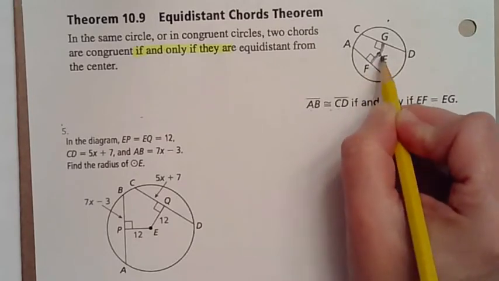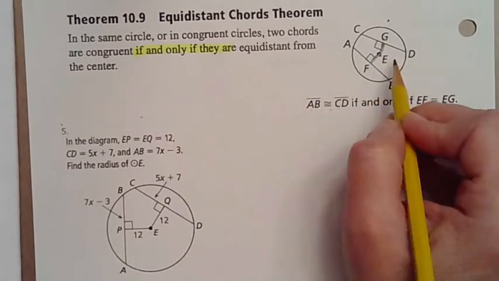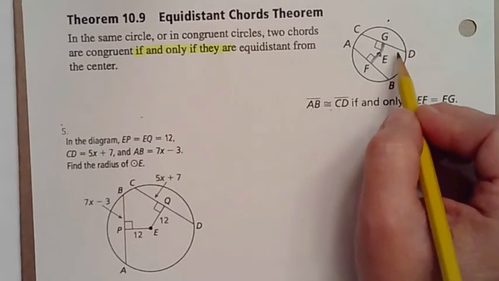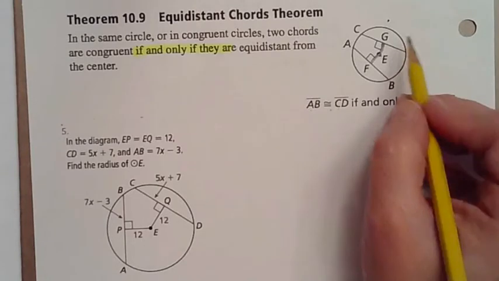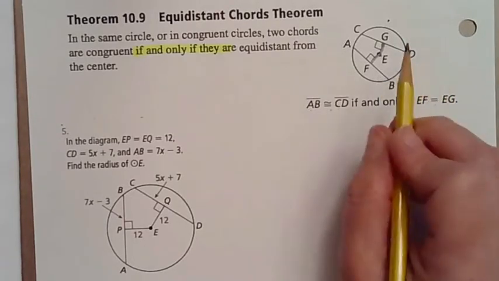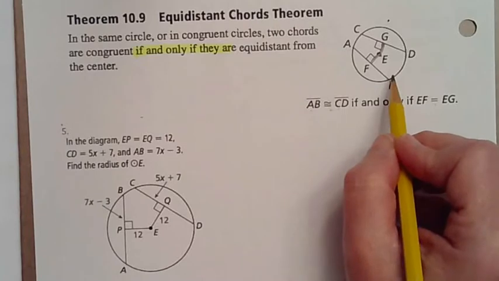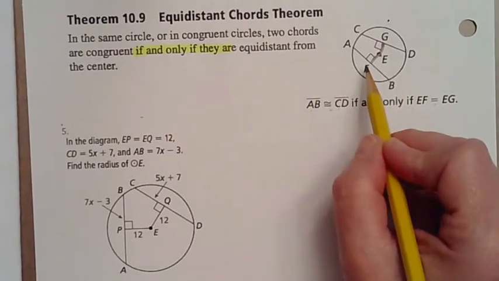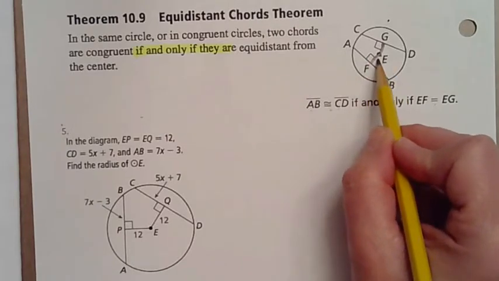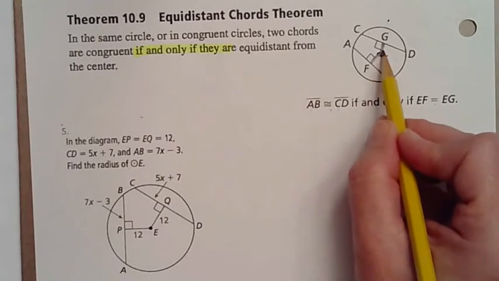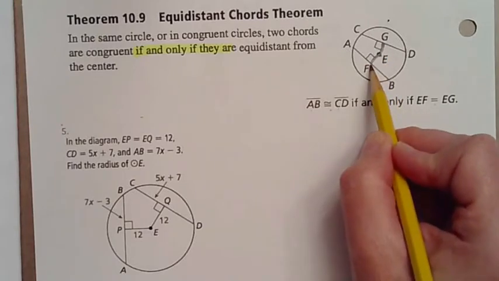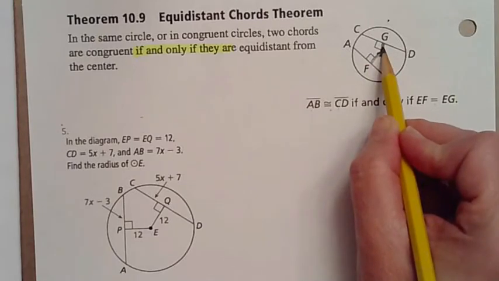So EF is going to be the same as EG. The other thing to know is that we're using the word distance, equidistant. Distance is measured perpendicularly. Remember that word? We made it up because it works. So distance is measured perpendicularly, so that implies that you have right angles here and here also.